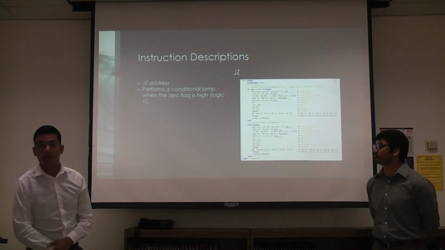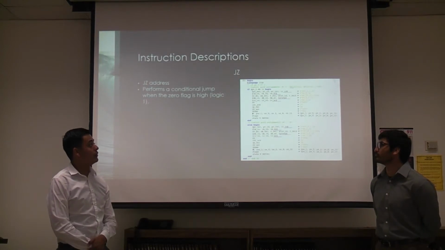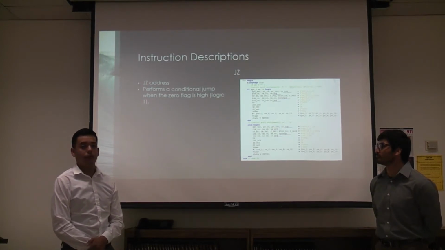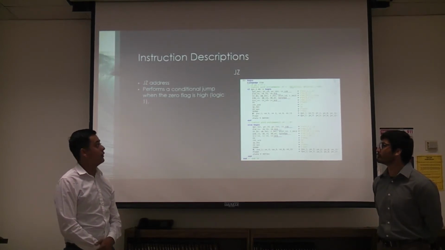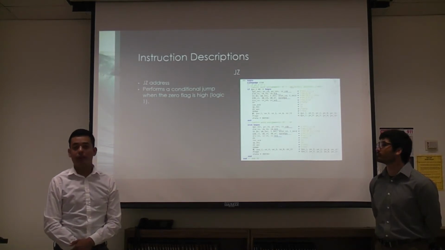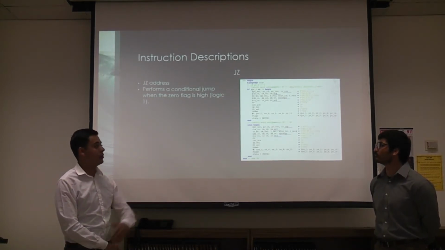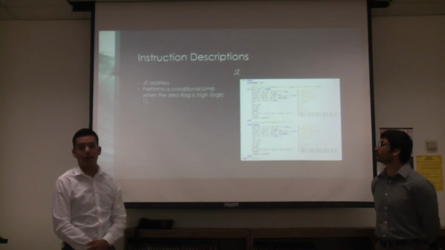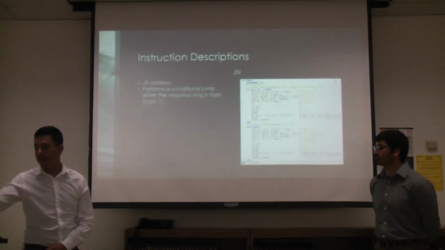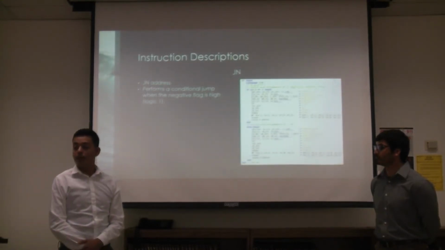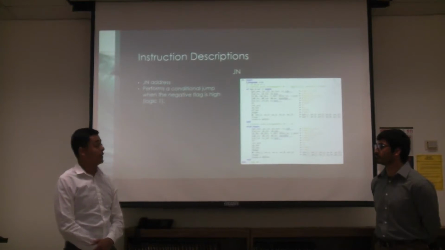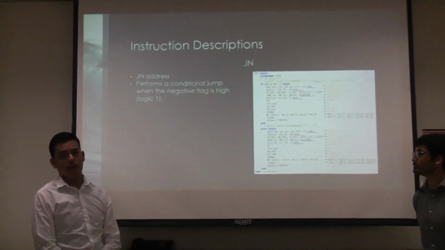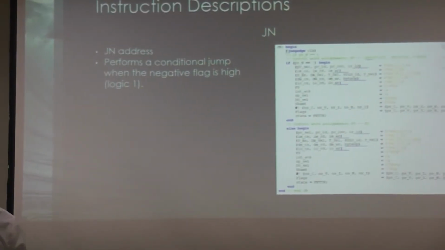We also have a jump at 0, and this will jump to the 20-bit address if the present state 0 flag is set, and if not, it will just pass through and go back to fetch. And last, we have our jump if negative. This will jump if the negative flag is set. If not, it will just go back to fetch.